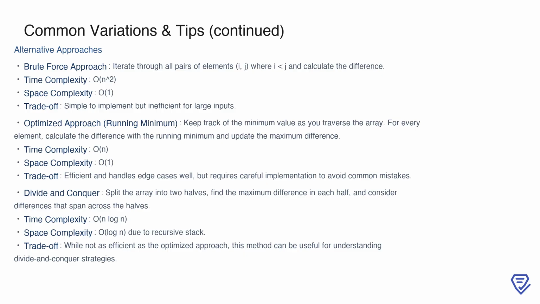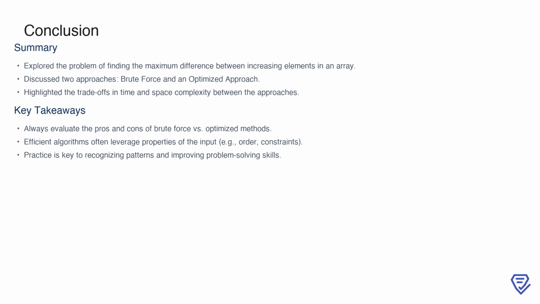Another alternative is the divide and conquer approach, where the array is split into two halves. You calculate the maximum difference in each half and also consider differences that span across the two halves. This method has a time complexity of n log n and a space complexity of log n due to the recursive stack. While not as efficient as the optimized approach, it can be useful for understanding divide and conquer strategies in general. Great job working through this problem.